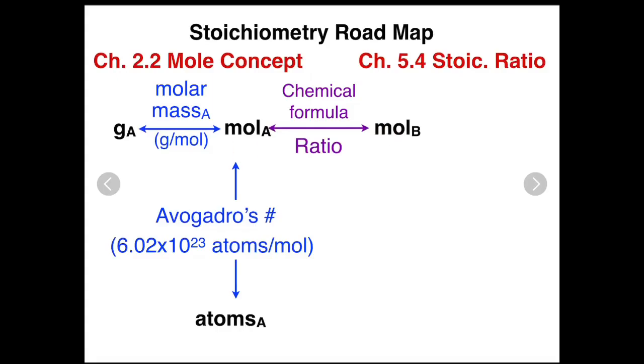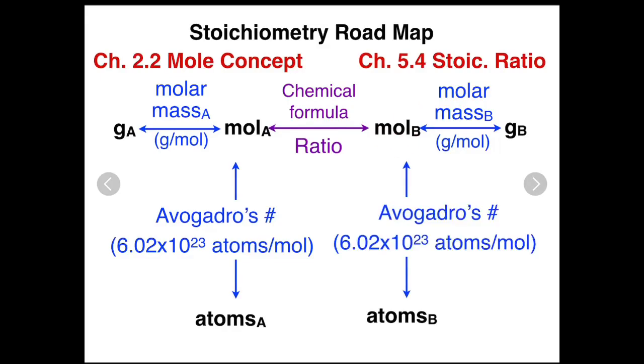Once you get into mole of different species, you can do the same thing. You can use the molar mass of these to find out its mass. And also, if you know moles of these, you can use Avogadro's number to find out the number of atoms of species B as well.